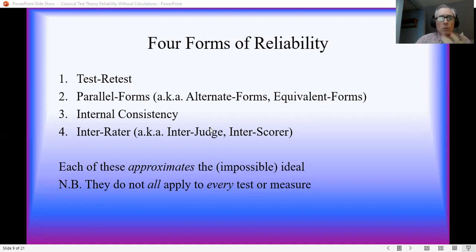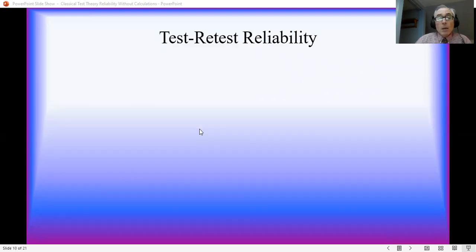So there are going to be, in most cases, maybe 1 or 2 of these, maybe sometimes 3, that are relevant to the test you're developing. So they're test-retest reliability, parallel forms, which has multiple names, alternate forms, equivalent forms, etc., internal consistency, and inter-rater, also with multiple other names, inter-judge, inter-scorer, and so forth. We're going to look at each of these in turn, again, with no calculations today.